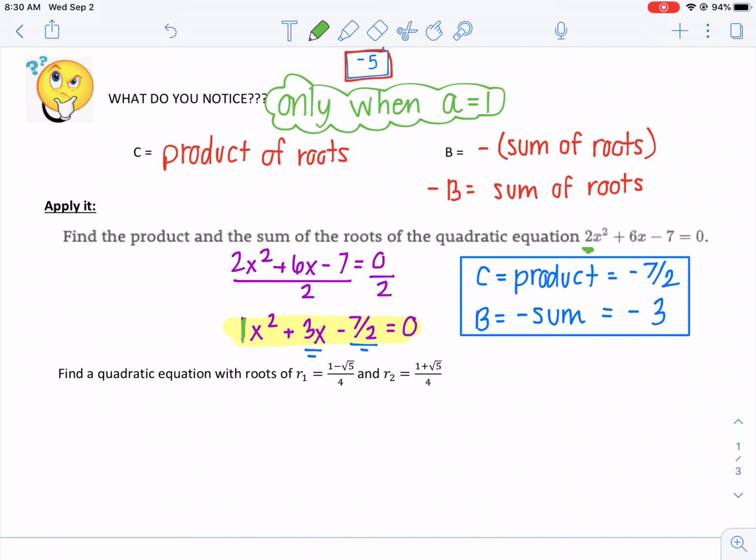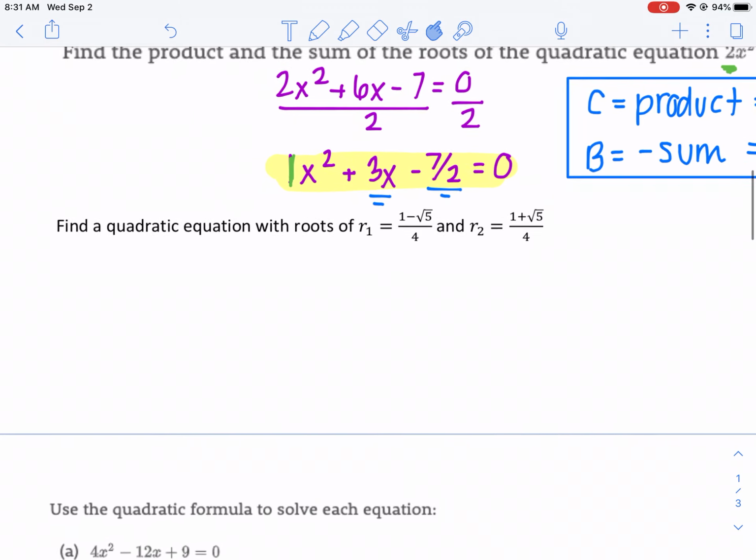You can also go the opposite way. I can actually give you the roots and you can find the quadratic equation. You'll do the same product, sum of roots, and that will give you the parts of your quadratic equation. So let's start here.